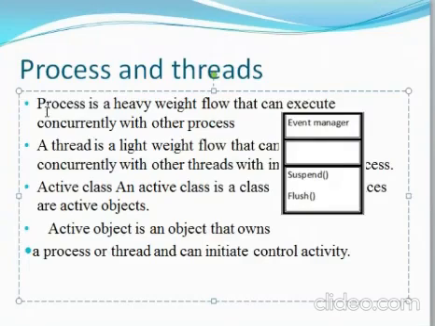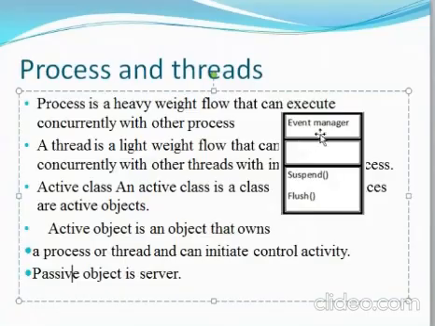So what is an active class? An active class contains active objects. What is an active object? An active object initiates a controlled activity. Simply, an active object is a client. Whereas a passive object is a server. Assume the passive object as a server, whereas the active object is a client.